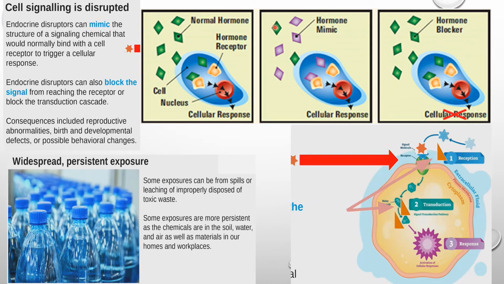So everything's here. I want you to look at this, and I'll just tell you what it says while you look at the images to try and take it in. Endocrine disruptors can mimic the structure of signaling. It's a chemical that would normally bind with a cell receptor to trigger a cellular response. Endocrine disruptors can also block the signal from reaching the receptor. Consequences include reproductive abnormalities, birth and developmental defects, and possible behavioral changes.